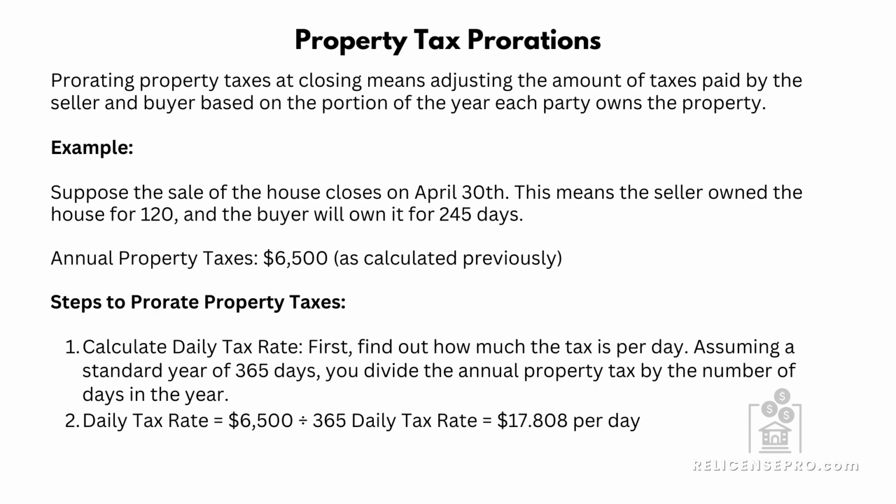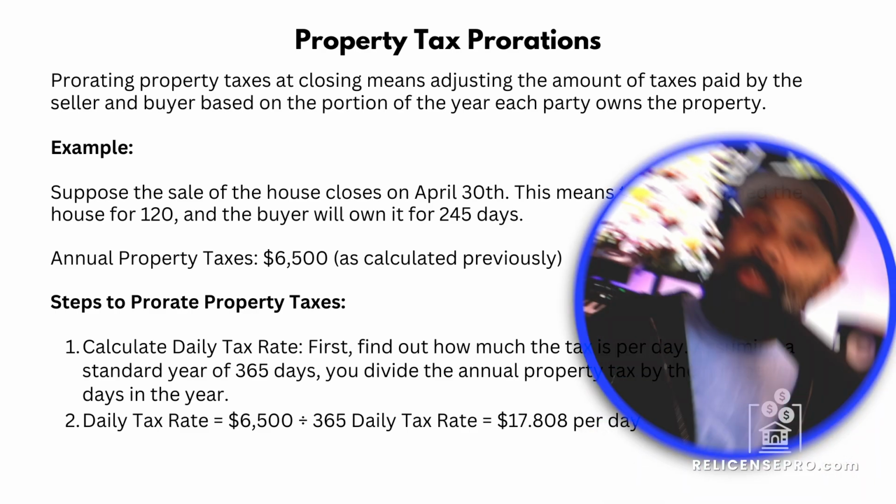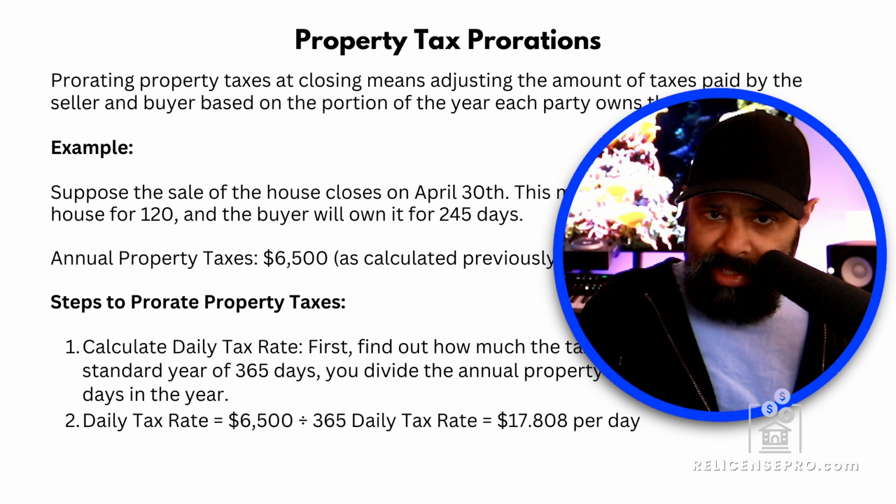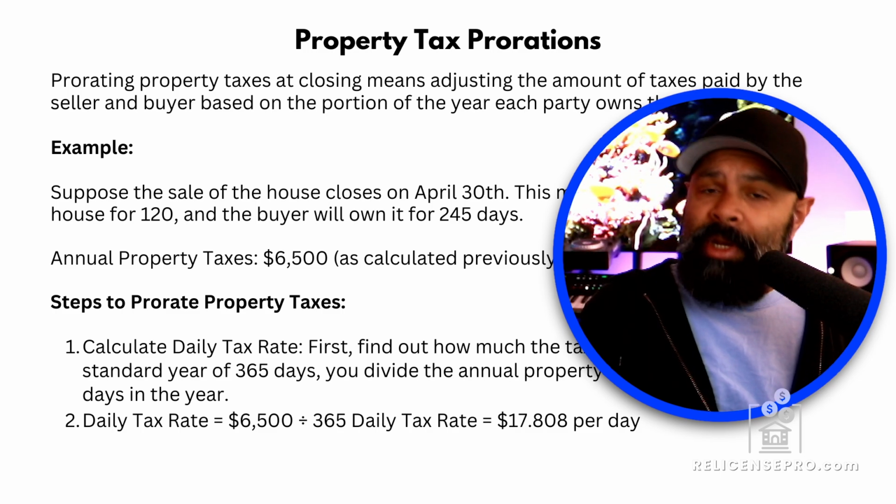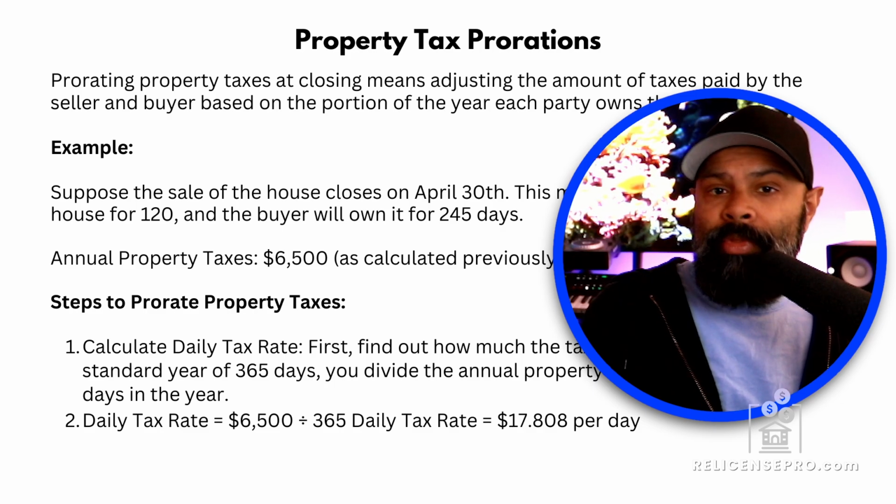We calculate that based off of a standard year of 365 days, and therefore we divide the annual property tax by the number of days in the year. So we'll do the calculation in step two. We take $6,500 divided by 365, and that gives us a daily tax rate of $17.81 if you round, or 17.808 per day. It's important that you understand that you're going to need to round many times to get to the number that you want. It's something you just have to get quickly comfortable with, and then you should be fine.